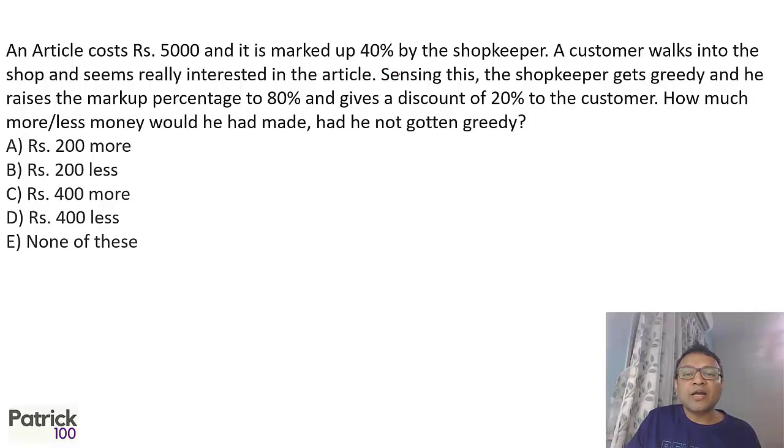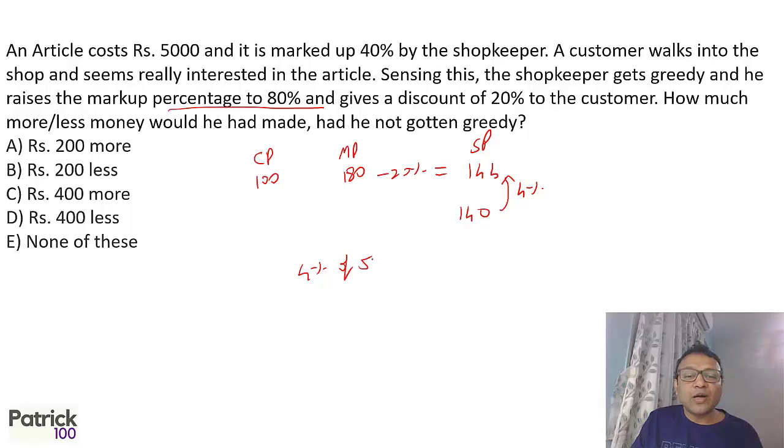An article costs 5,000 and is marked up 40% by the shopkeeper. The customer walks into the shop and he increases the mark price by 80%. Let me assume that the cost price is 100. So the new mark price is 180. Then you give a 20% discount, so the selling price becomes 144. The earlier selling price is 140. So his selling price increased by 4, which is 4% of the cost price, which is 4% of 5,000, which gives you 200 more. A option.